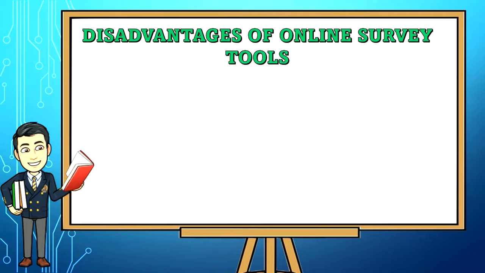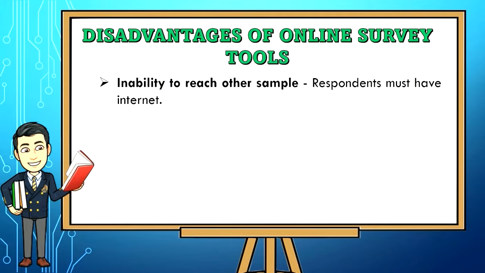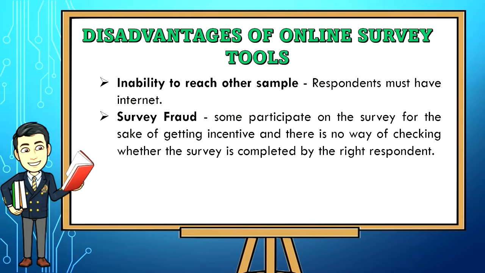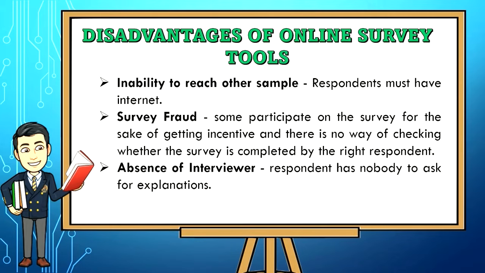Disadvantages of online survey tools. 1. Inability to reach other samples. Respondents must have internet. 2. Survey fraud. Some participate in the survey for the sake of getting an incentive, and there is no way of checking whether the survey is completed by the right respondent. 3. Absence of interviewer. Respondent has nobody to ask for explanations.